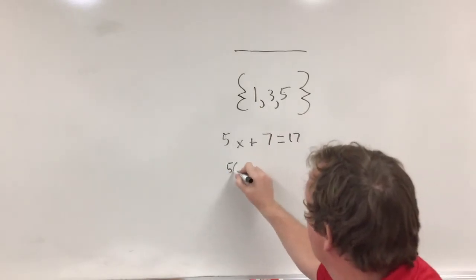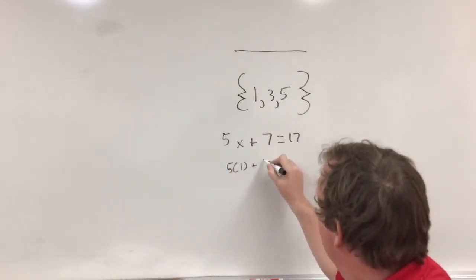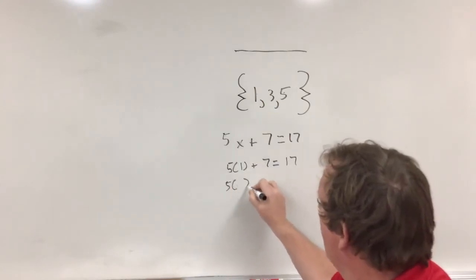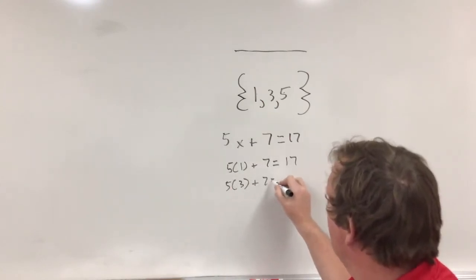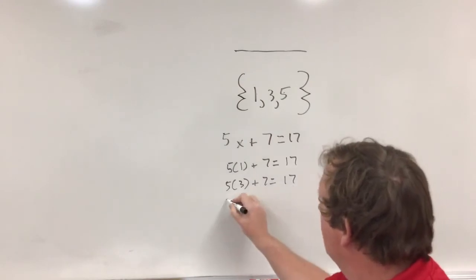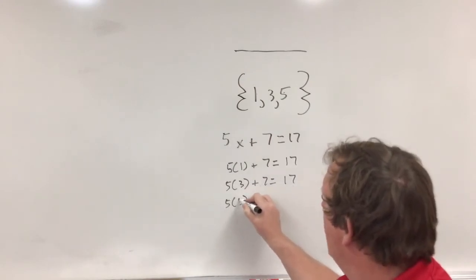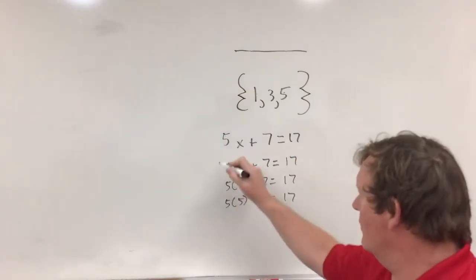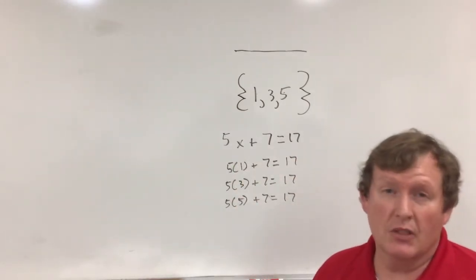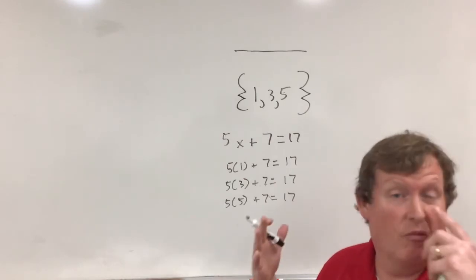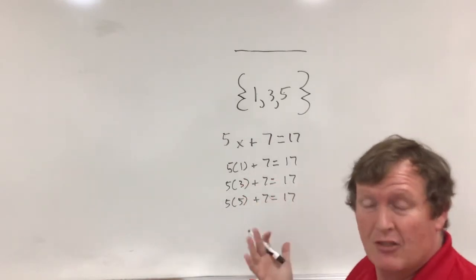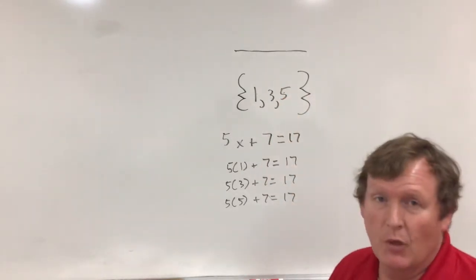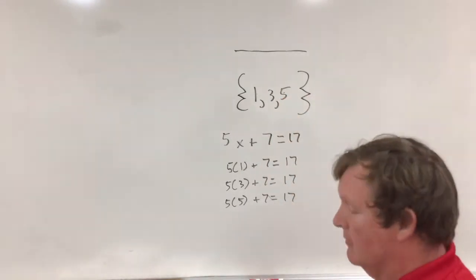So you're going to have to go through and say, okay, 5 times 1 plus 7, does that work? 5 times 3 plus 7, does that one work? Does it equal 17? And then 5 times 5 plus 7, does that equal 17? If none of those work, the answer is true. If one of them works, the answer is false, because they're saying that none of these are the correct answer. Okay? There's number 2.